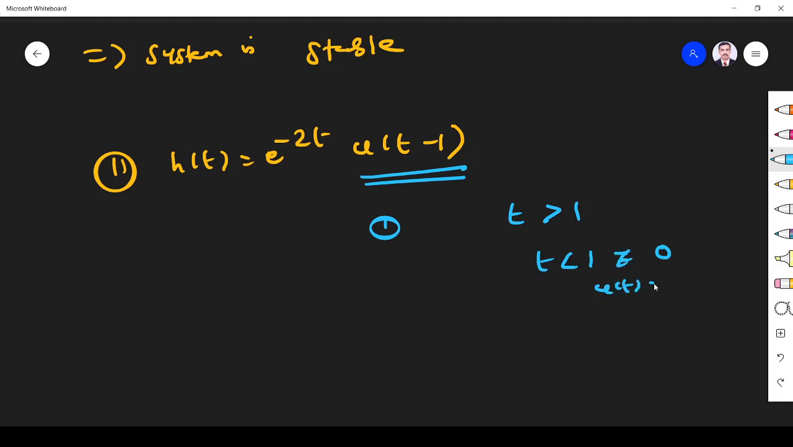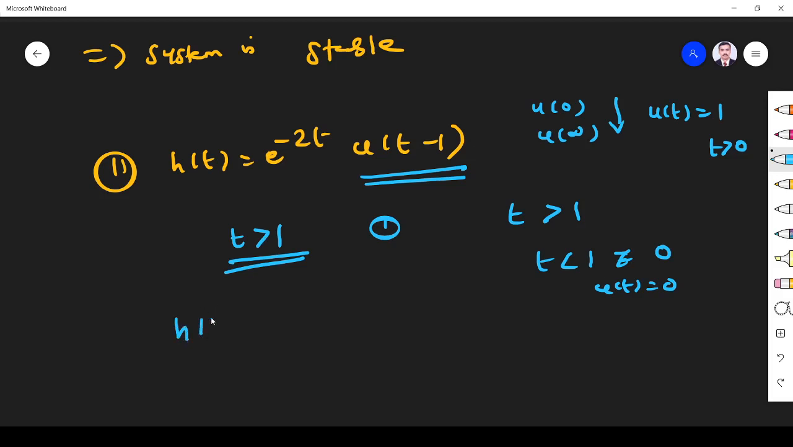u of t will become 0. Why? When t is 1, it will become u of 0. When t is greater than 1, it will go up to infinity, it will become u of infinity. u of 0 to infinity, u of t is 1 for t greater than 0. So this function exists only for t greater than 0.